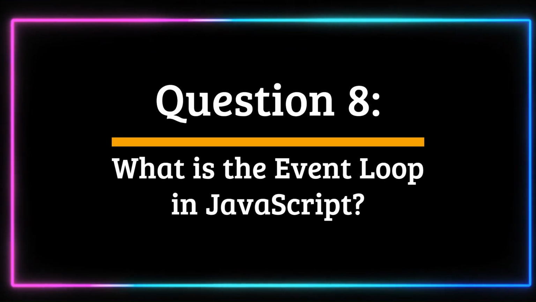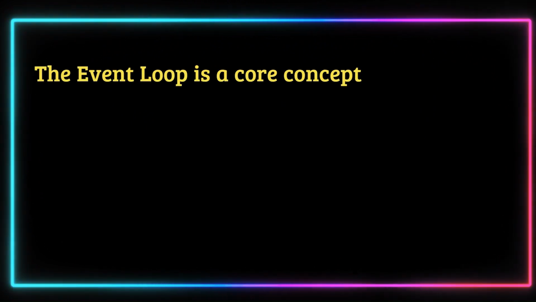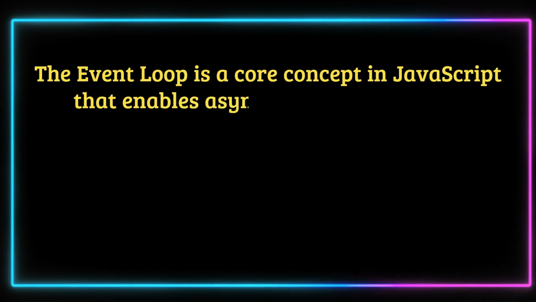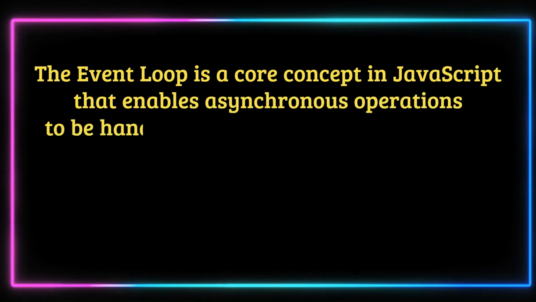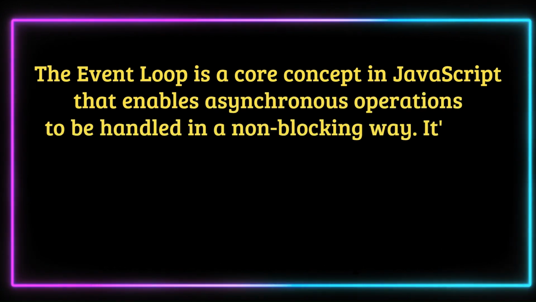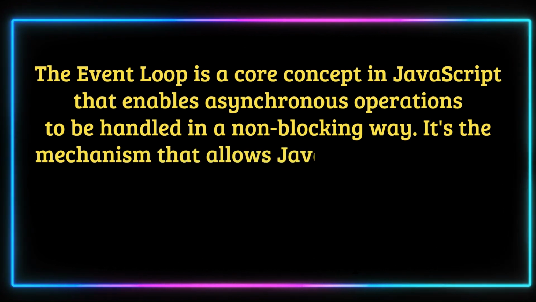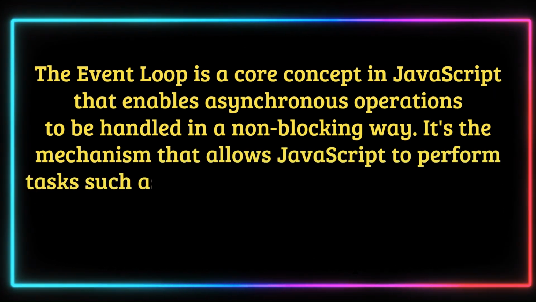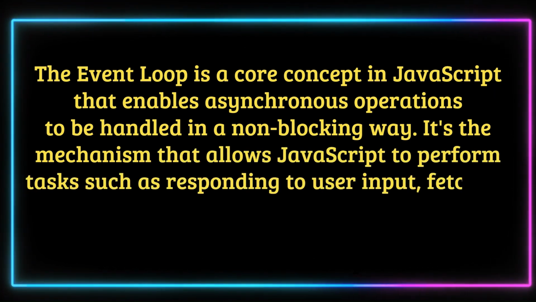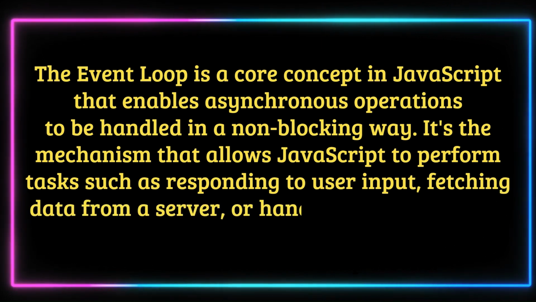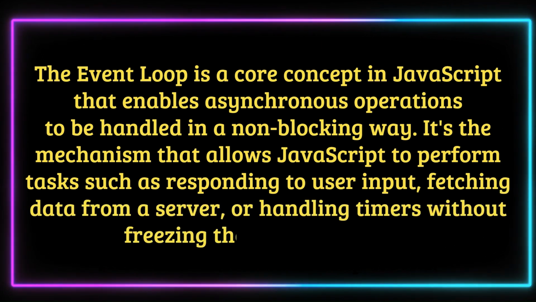Question 8. What is the event loop in JavaScript? The event loop is a core concept in JavaScript that enables asynchronous operations to be handled in a non-blocking way. It's the mechanism that allows JavaScript to perform tasks such as responding to user input, fetching data from a server, or handling timers without freezing the entire program.